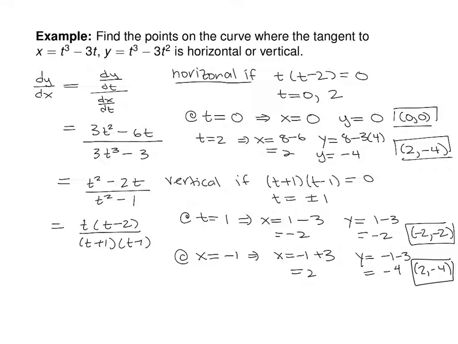Sort of a strange thing happened there. You have a horizontal tangent line and a vertical tangent line at the same place. That's actually okay. The problem is that these curves can double back on themselves, so you can actually have horizontal tangents and vertical tangents at the same place. The next example has that.